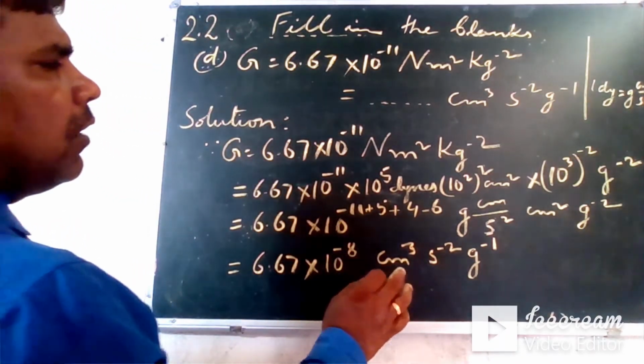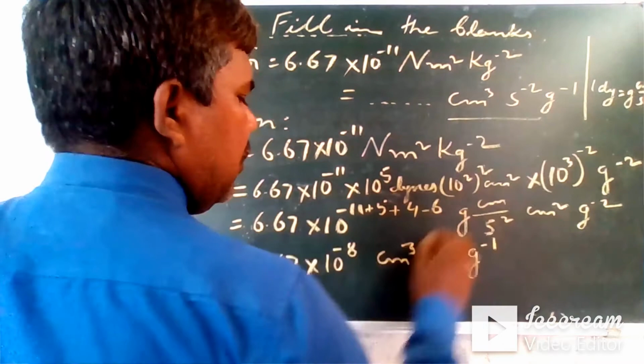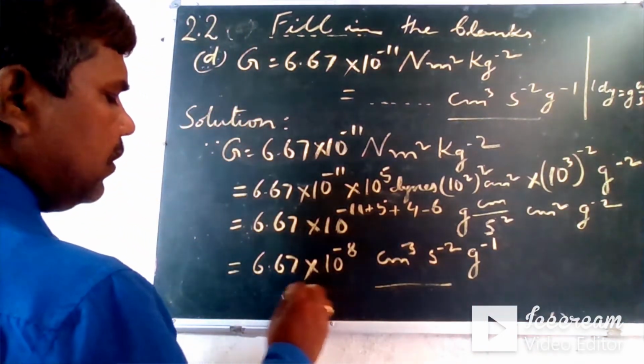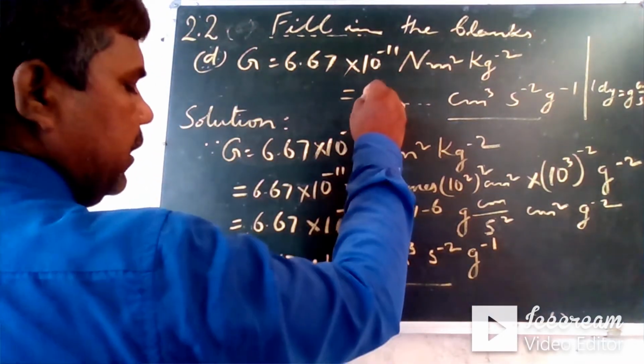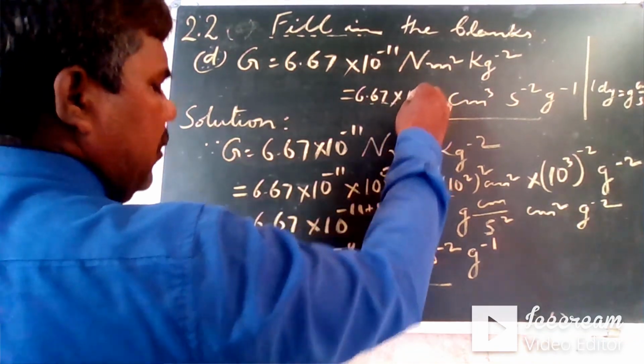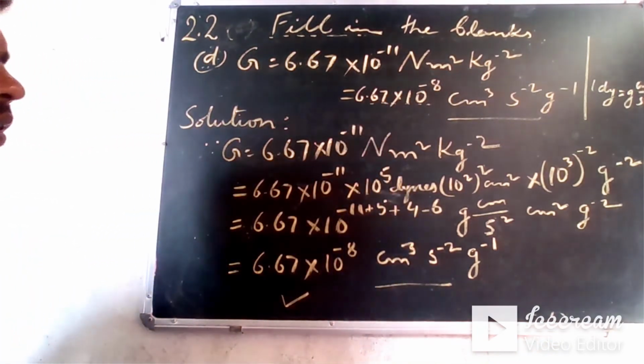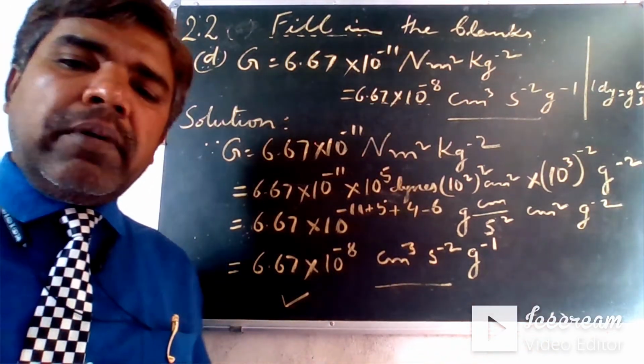So this is the answer, with the same unit given here. The answer has come: 6.67 into 10 to the power minus 8. This is the solution of this question. I think you have understood.